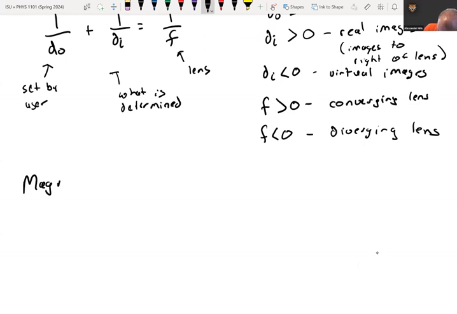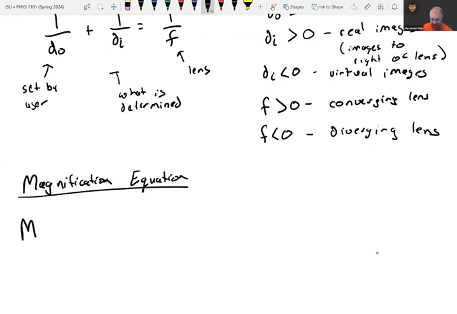Next one is the magnification equation. And basically, when we think about magnification, this is how much larger or smaller than the original the image is. So the fundamental way this works is we just do the height of our image over the height of our object. Now it's worth noting that if magnification is greater than zero, then the image is upright.